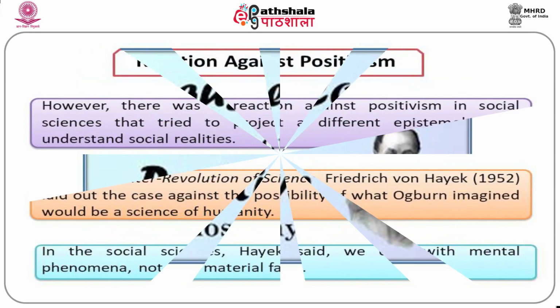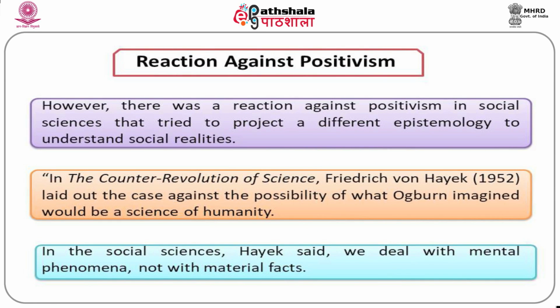However, there was a reaction against positivism in social sciences that tried to project a different epistemology to understand social realities. In the counter-revolution of science, Friedrich von Hayek laid out the case against the possibility of what Ogburn imagined would be a science of humanity. In the social sciences, Hayek said, we deal with mental phenomena, not with material facts.